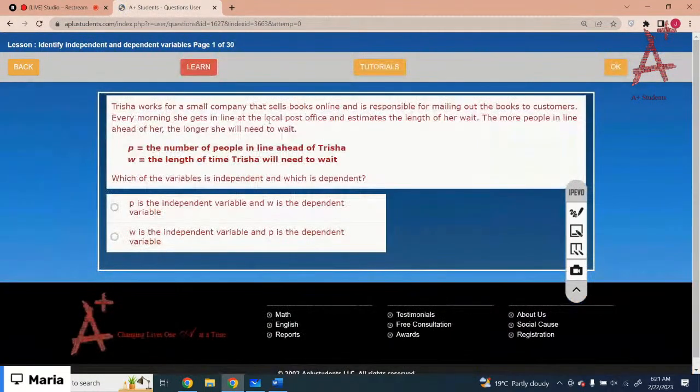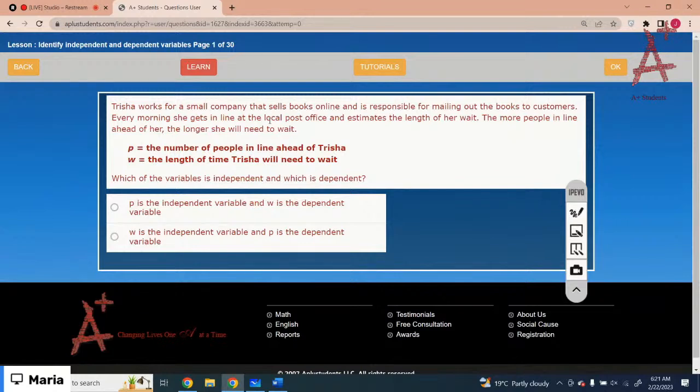Okay. Trisha works for a small company that sells books online and is responsible for mailing out the books to customers. Every morning, she gets in line at the local post office and estimates the length of her wait. The more people in the line ahead of her, the longer she will need to wait. P is the number of people in line ahead of Trisha, and W is the length of time Trisha will need to wait. Which of the variables is independent and which is dependent?